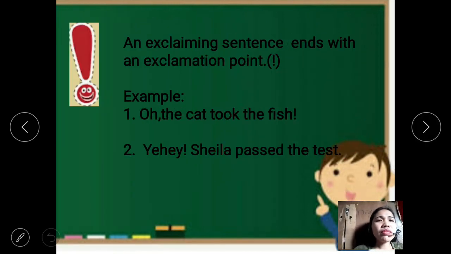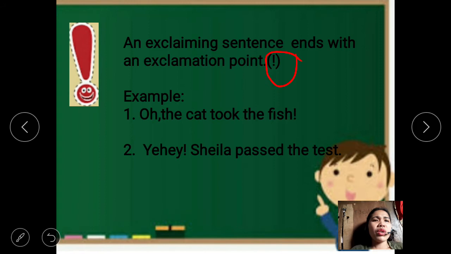Next. Ayan, exclamation point. So how do we use, or when do we use, the exclamation point? We will use it when the sentence has strong feelings. If the sentence expresses strong feelings, okay? So it ends with an exclamation point.